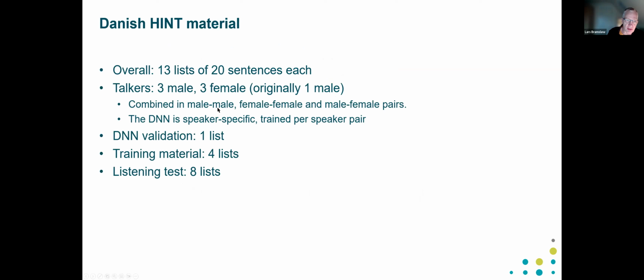The Danish hint material, as some of you might know, consists of 13 lists of 20 sentences each, and that's what we use for the training. We have 3 males and 3 females in an enlarged version of the corpus that we created ourselves. We combine them in male-male, female-female, and male-female pairs, and then we train the system in a speaker-specific way, for a particular mixture.